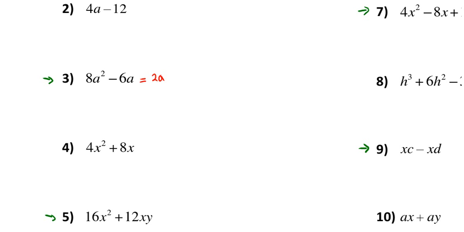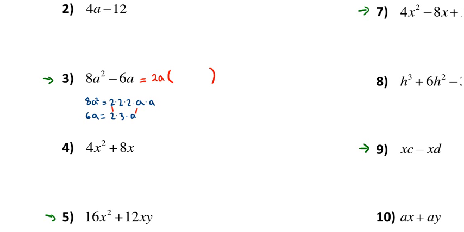Or if you really need, you write down the decomposition of these terms. So 8a squared is 2 times 2 times 2 times a times a, and 6a is 2 times 3 times a. What do they have in common? They have a 2 and 1a, nothing else. They have nothing else in common, so that goes outside the parentheses.